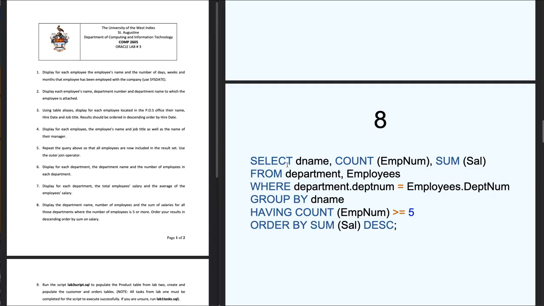So the query goes select department name, count employee numbers, sum salary from department, employees, where department.department_num equals employees.department_num, group by department name, having count employee num greater than 5, and then you order it by sum of salary in descending order. So we use the group by for departments, having to filter groups with 5 or more employees, and order by to sort by total salary in descending order.